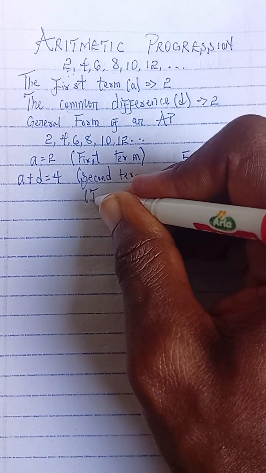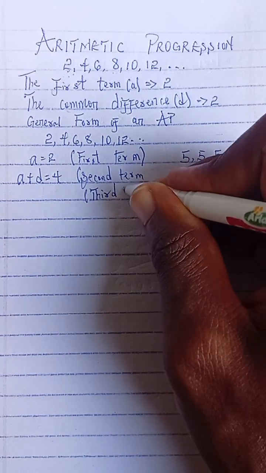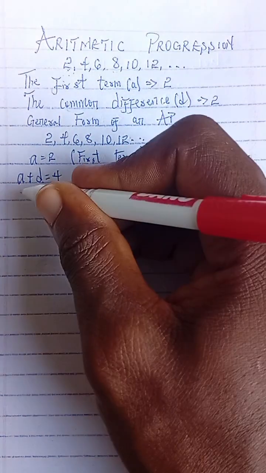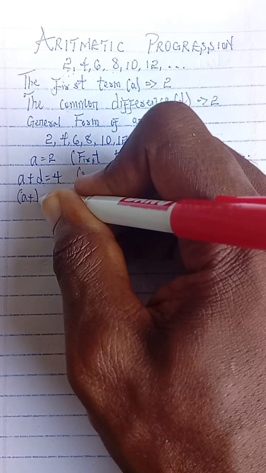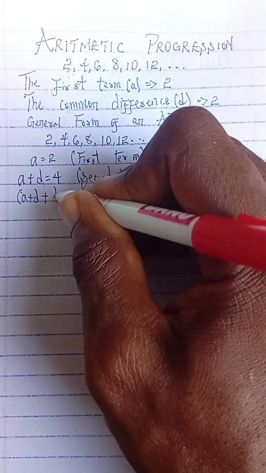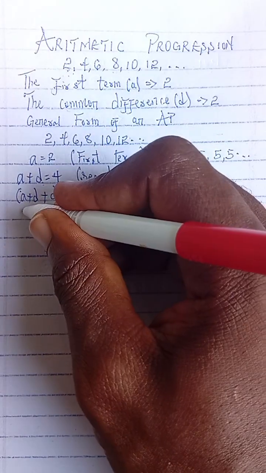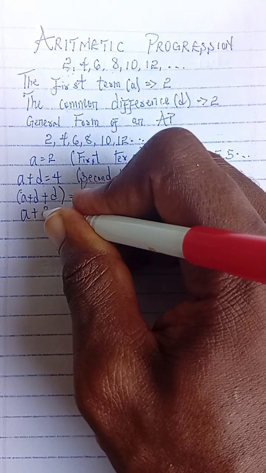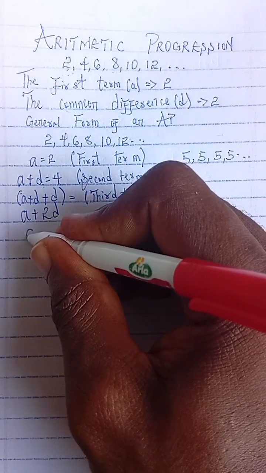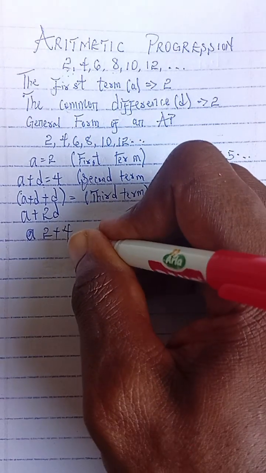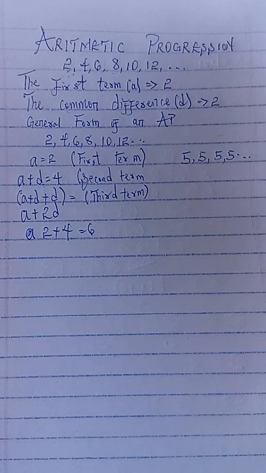Now let's see how we can establish the third term. The third term is the second term plus the common difference, because you have to keep adding the common difference. So the second term is A plus D, and then we add the common difference D. Now, if you simplify this, D plus D will give us 2D. So the third term will be A plus 2D. And now what is that? That will be our first term, which is 2, plus 2 times 2, which gives us 4, and that will give us 6. That's the third term.